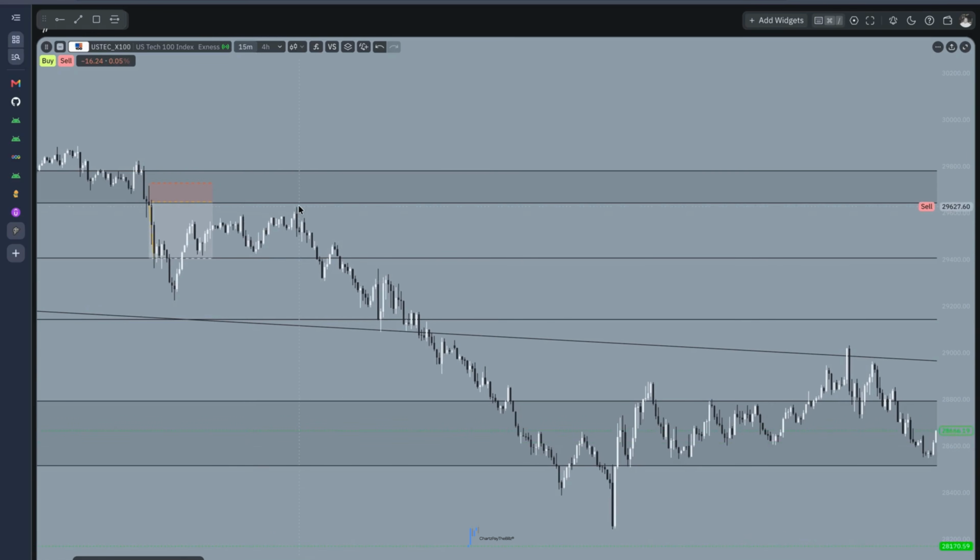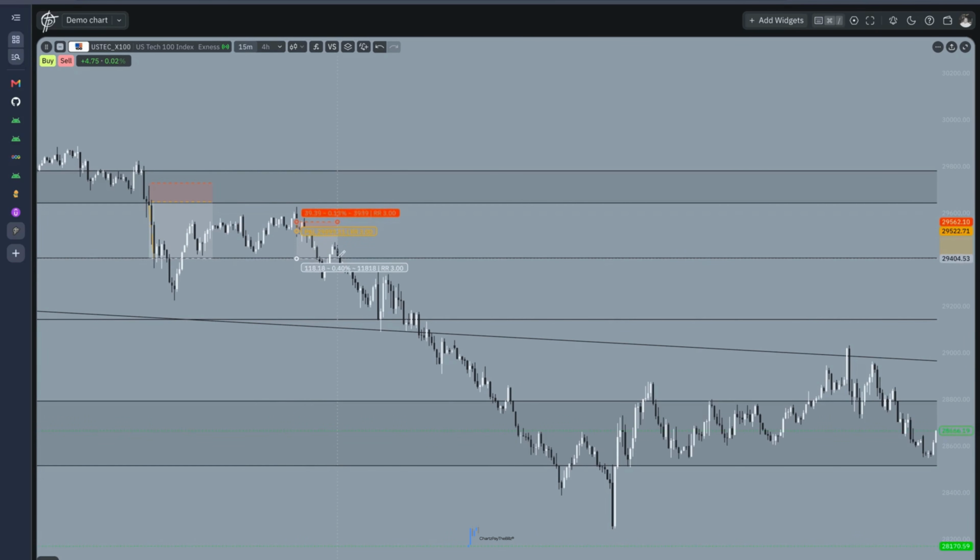It came back here. I'd be waiting to see what happens. I'd probably enter after that candle. This engulfing candle closed or engulfed all three of those. So definitely an engulfing candle worth noting. So I would have entered here.